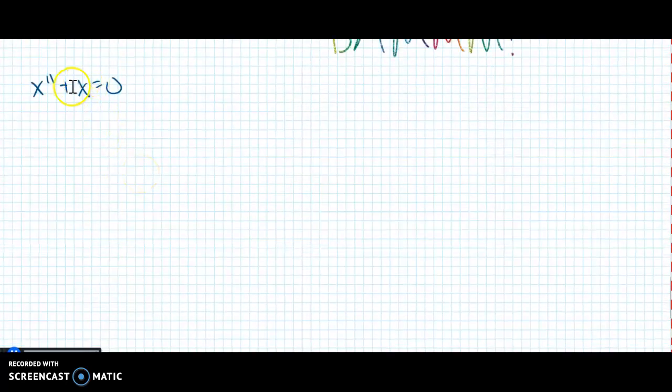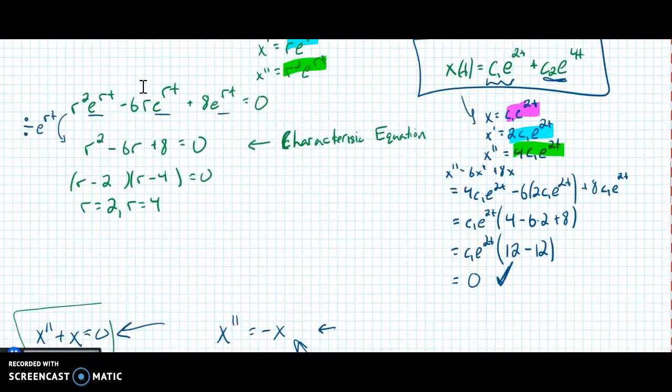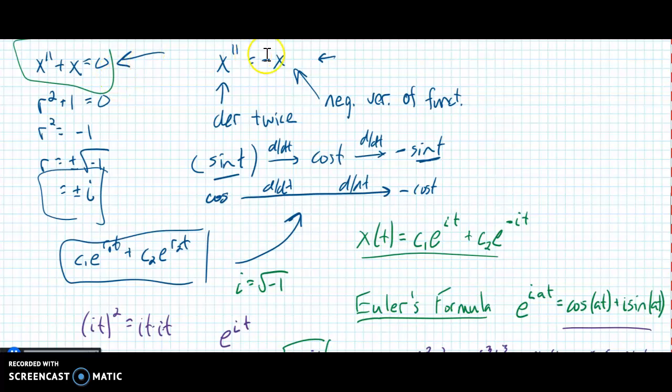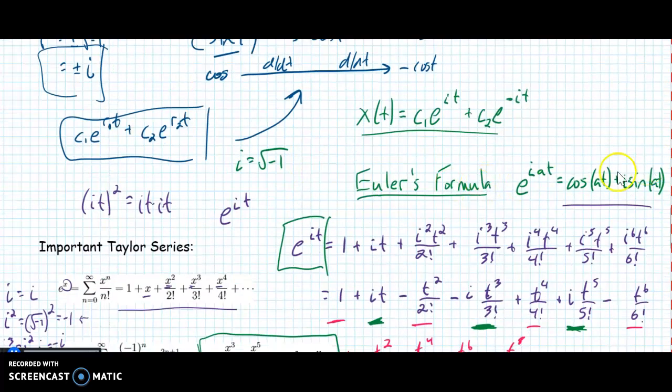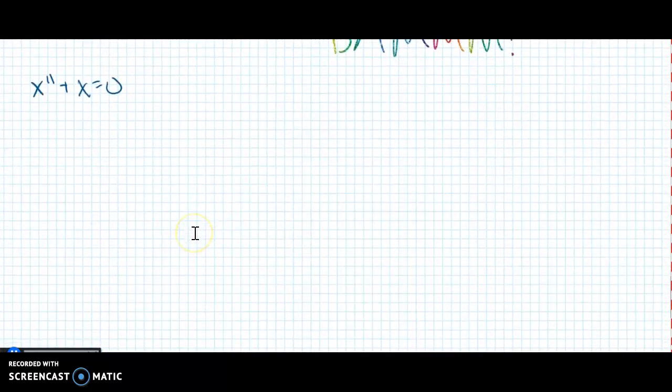Okay, we are going to work on solving this differential equation, x double prime plus x equals 0. This is a follow-up to a video where we talked about that and then did some stuff with r's. And we came up with Euler's formula. So I'm going to redo a short bit of that.